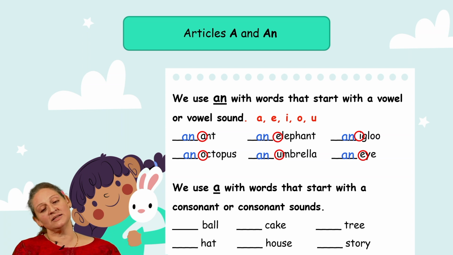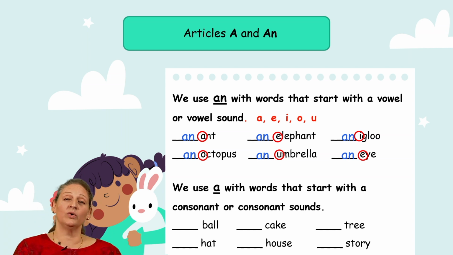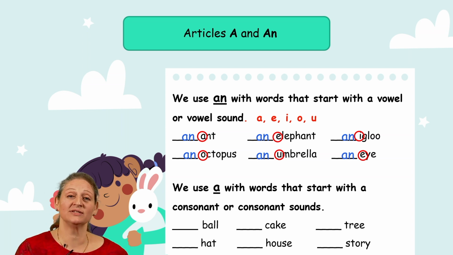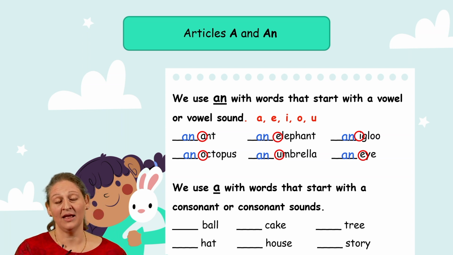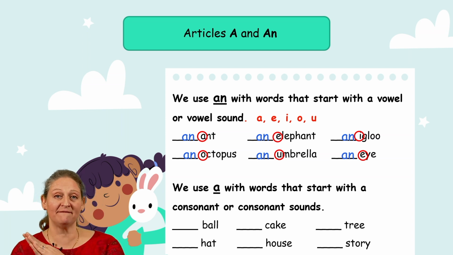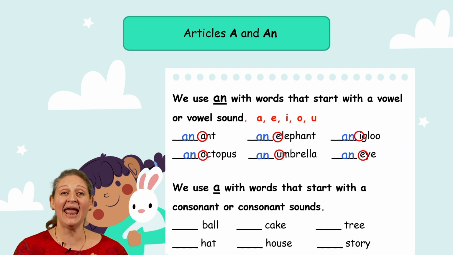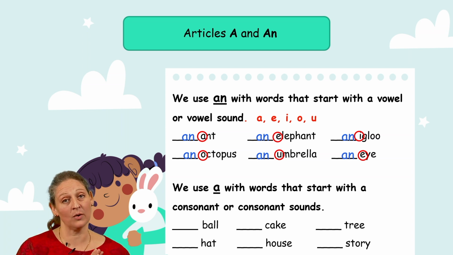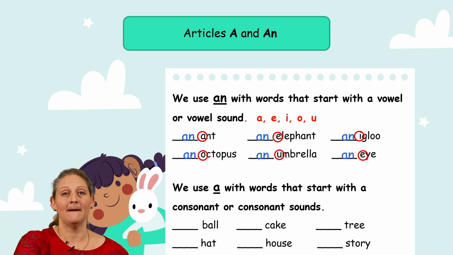Now, if you look, there are words that start with consonants. If it starts with a consonant or a consonant sound, we use a. A shows us that there is one. Just like an shows us there is one, a also shows us one. We use an before words that start with a vowel or a vowel sound. We use a before words that start with a consonant or a consonant sound. Look at the first word. What is it? Ball. Ball starts with a B. So we write a ball.